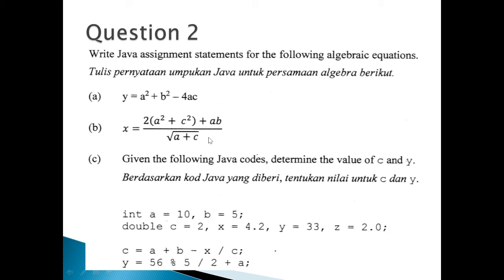Okay, next. Given you the assignment statement, where there is a division and there is a square root here, and then how to change it to Java statement. Okay, so we can start with here. Okay, 2 times, and then you can use the math.pow or just simply 2 times a times a plus c times c, and then don't forget the bracket because you need to solve this one first. Okay, and then plus a times b, and then divide math. There's no other option. You need to use the method, standard library method, math.sqrt in bracket a plus c.